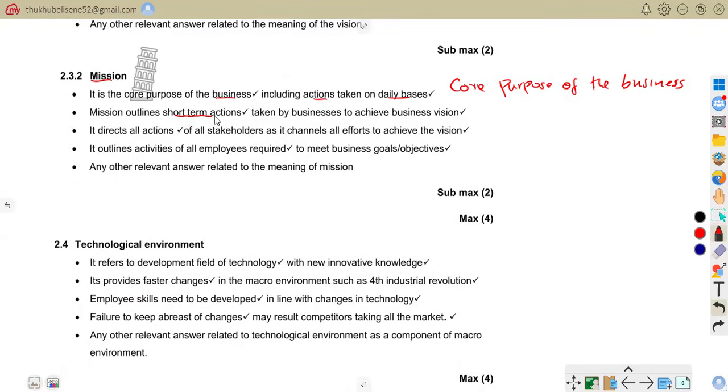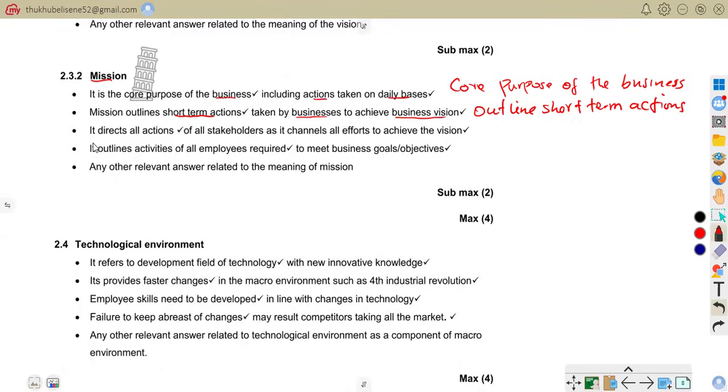Mission outlines short-term actions taken by the business to achieve the business vision. So here we are seeing the mission outlines short-term actions. Meaning to say, mission shows how the business will achieve its vision. That's what this statement means.